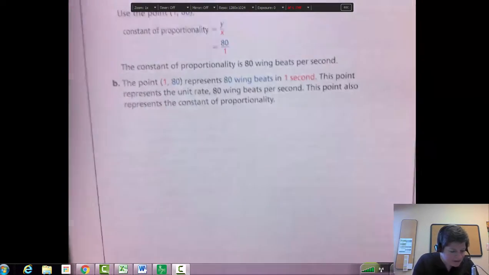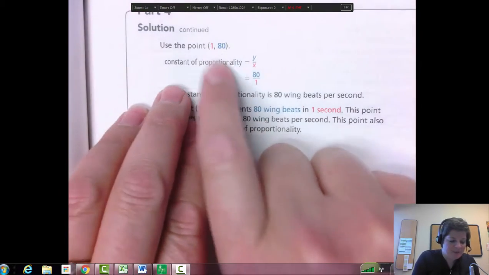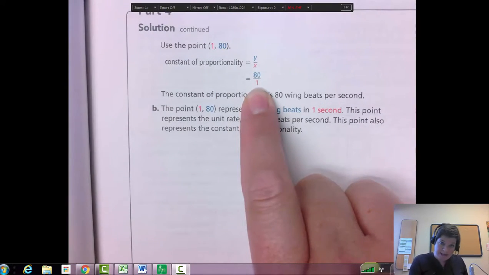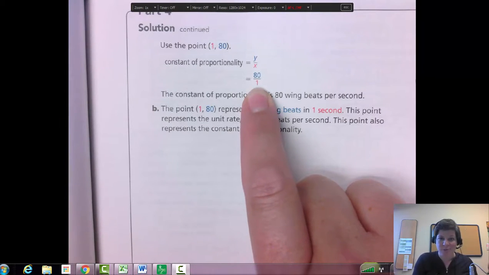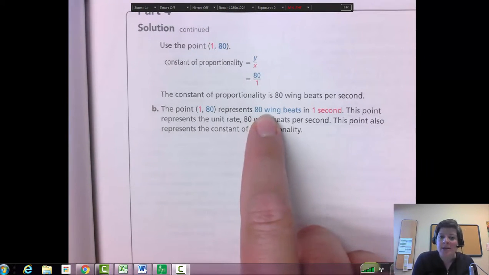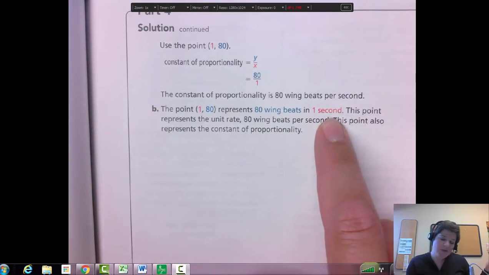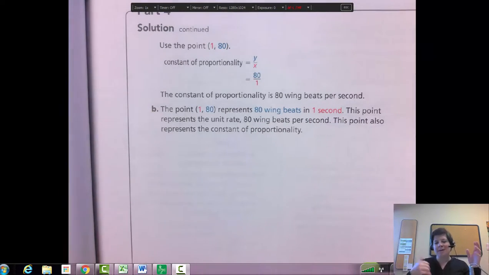So what if we have a point (1, 80) and we want the constant of proportionality? Well, we would take y divided by x, which is 80 to 1. And how would I represent that with units on it? Whatever the 80 is, this one happens to be 80 wing beats per 1 second. So you can add those in to explain what it means to be 80 per 1. So 80 wing beats per 1 second.